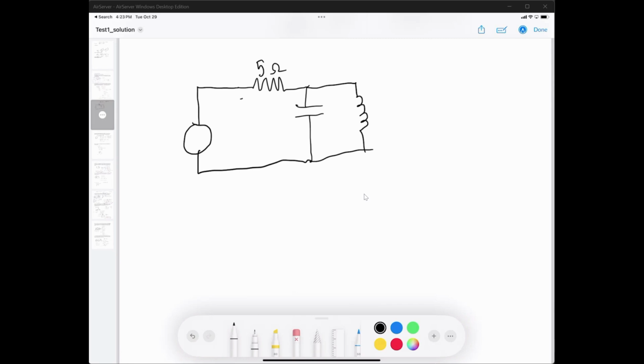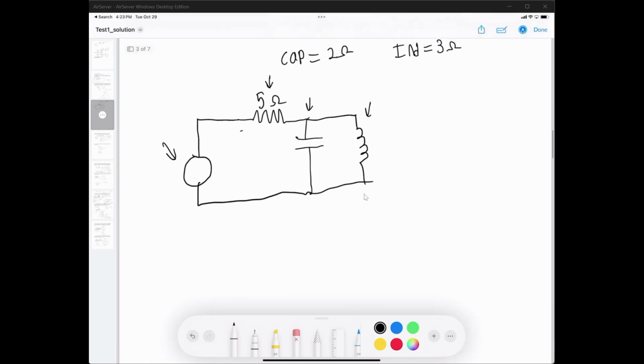We have a question here, and it states that we have a source here. We have a 5 ohm resistor, a capacitor, and an inductor, and we are given the reactance of the capacitor and inductor. Okay. So capacitance and inductance are going to create reactance, so we'll denote it in the J form.